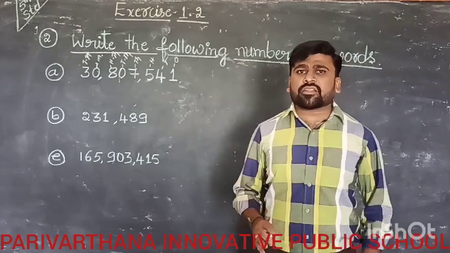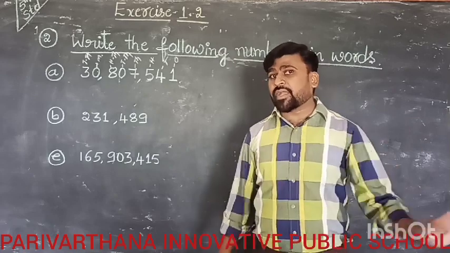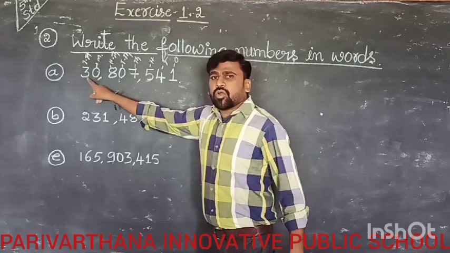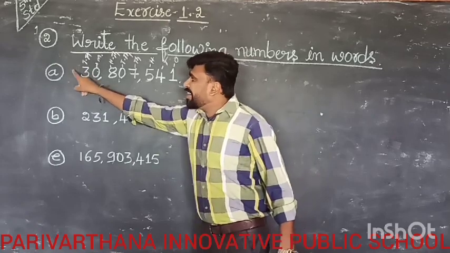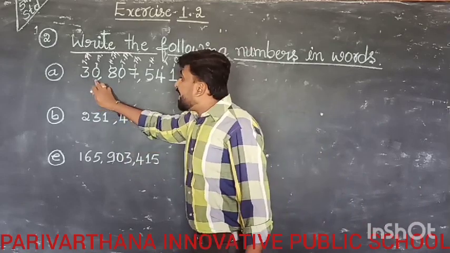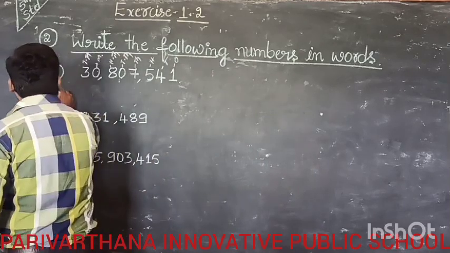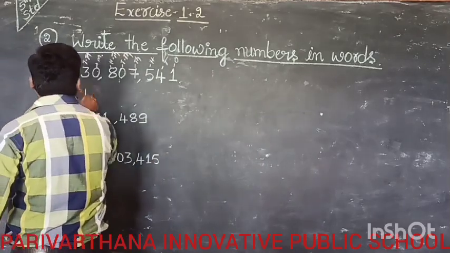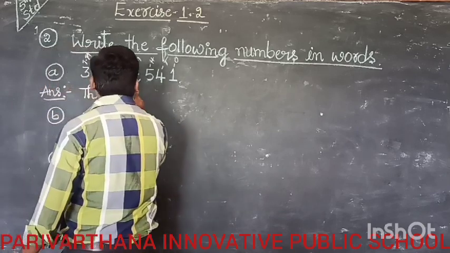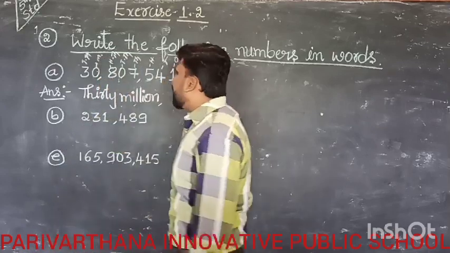Clear? Regarding the international system, you have to read the 100 places separately. That is very simple. Here, in the first group, there is no 100 place. 100 million is not given. Only 2 digits, that means 30 million. Now the answer for A is 30 million. First group is finished.